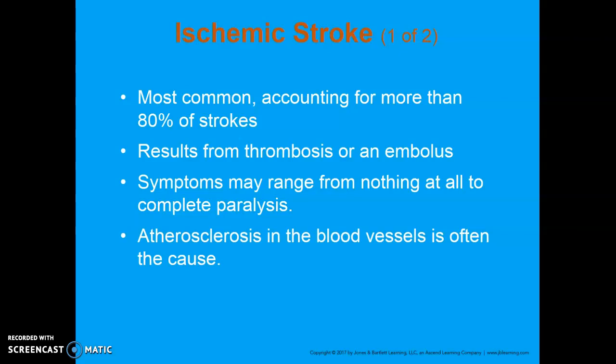The most common by far out of the two types of stroke, this accounts for more than 80%. So blood ends up being stopped to a particular part of the brain, generally because of a blood clot. And symptoms range depending on where in the brain is affected. So it can be nothing at all to complete paralysis.